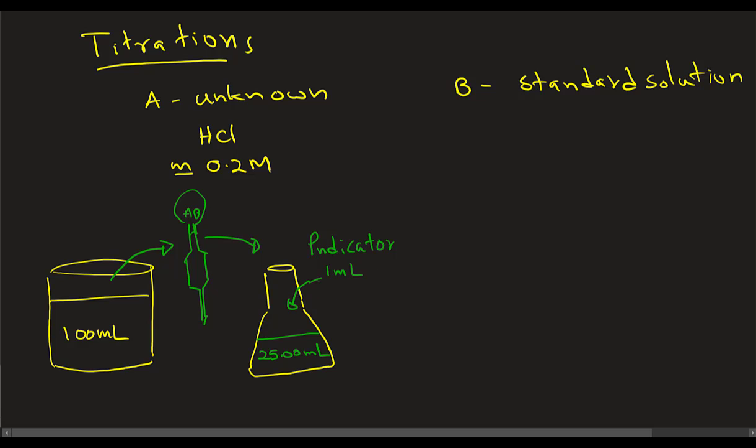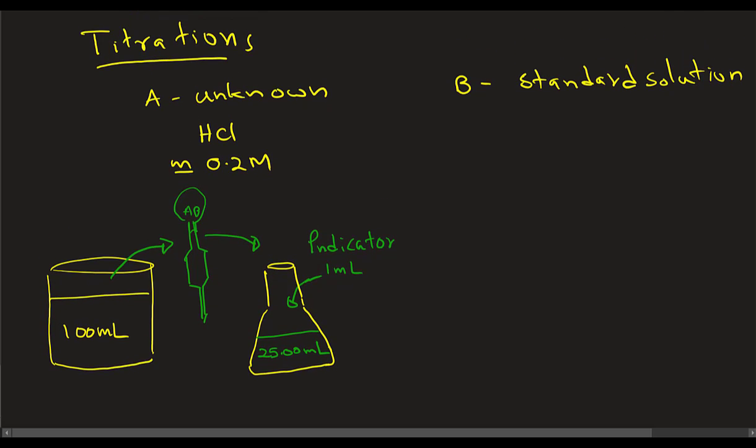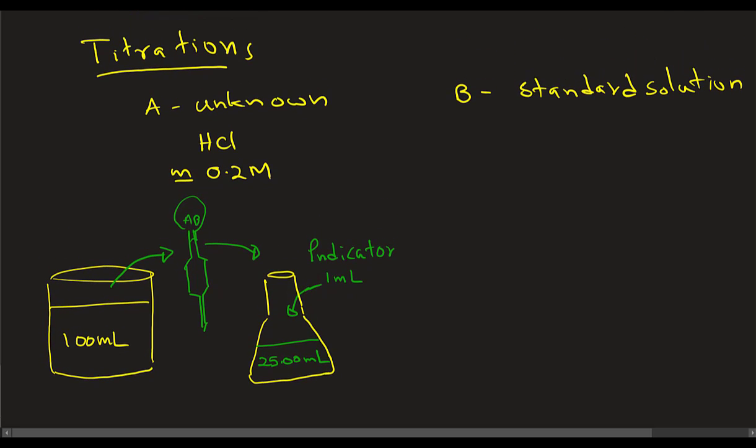Now you add 1 or 2 drops of indicator, normally phenolphthalein. It would be clear if you have an acid in the solution. So this is our unknown solution. Let's look at the B, the standard solution. Let's say in this case we need to have 0.2 molar solution, and in this case it has to be sodium hydroxide.